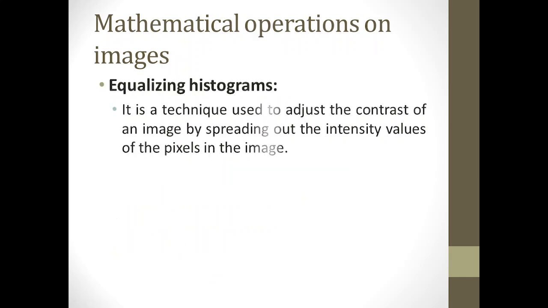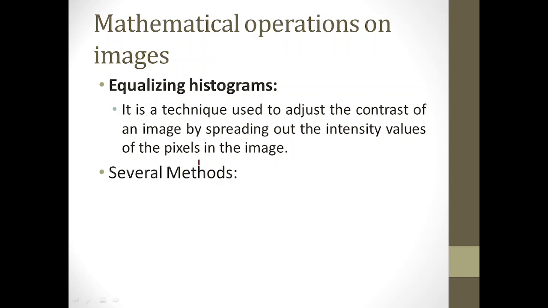The next one is equalizing the histogram. It is a technique used to adjust the contrast of an image by spreading out the intensity values of the pixels in the image. It is important because it can improve the contrast and clarity of an image.